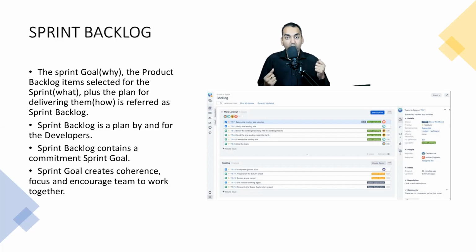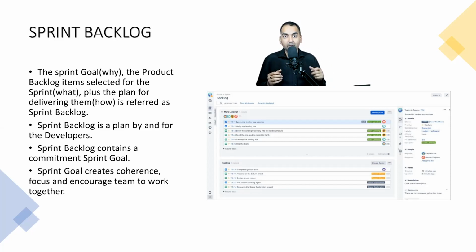Same goes for the product owner as well. If you know these tools in detail, then you will be able to define your product much better, whether it's your product goals, product backlog, acceptance criteria, or prioritization. That will be really helpful.